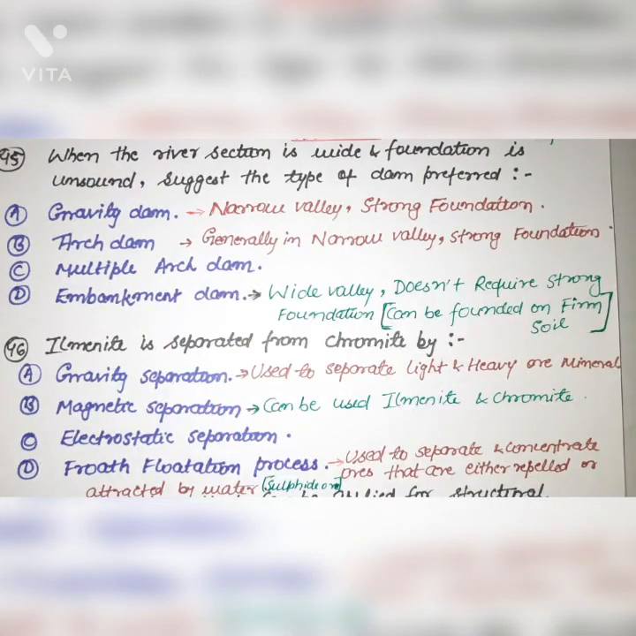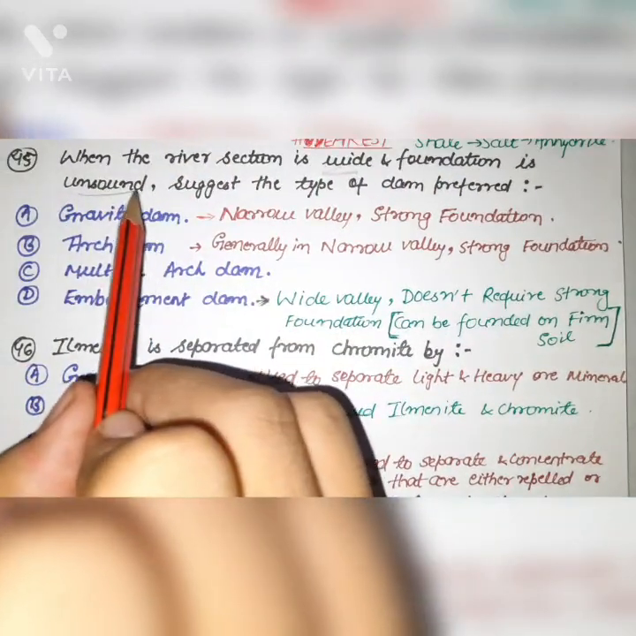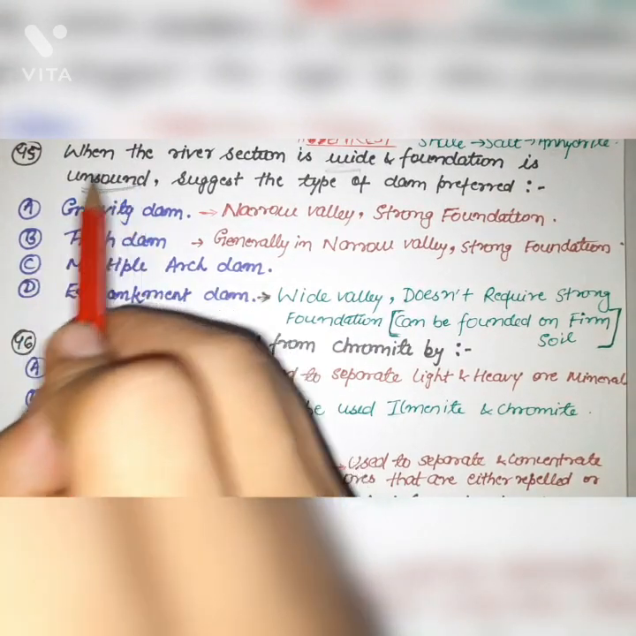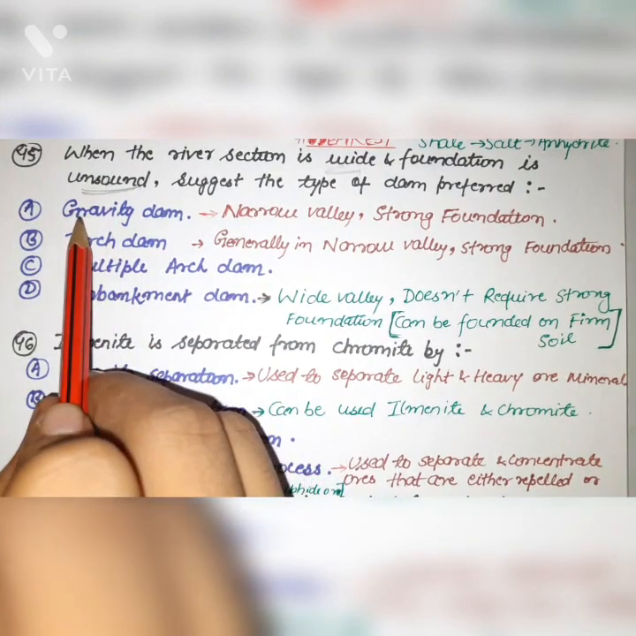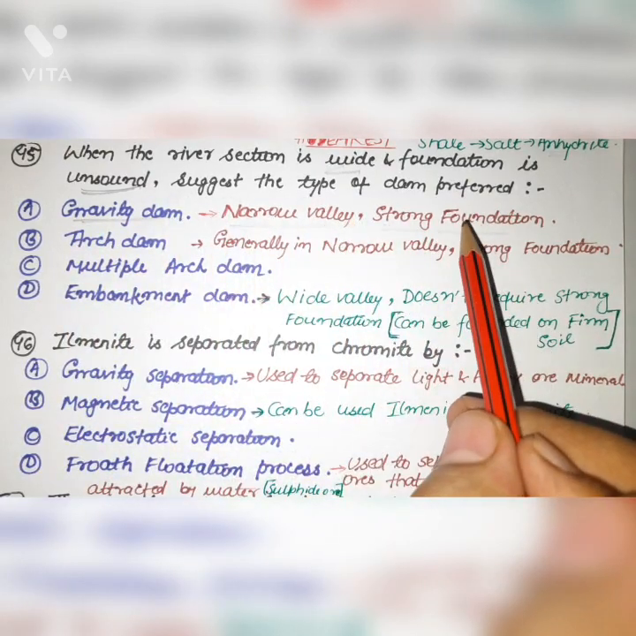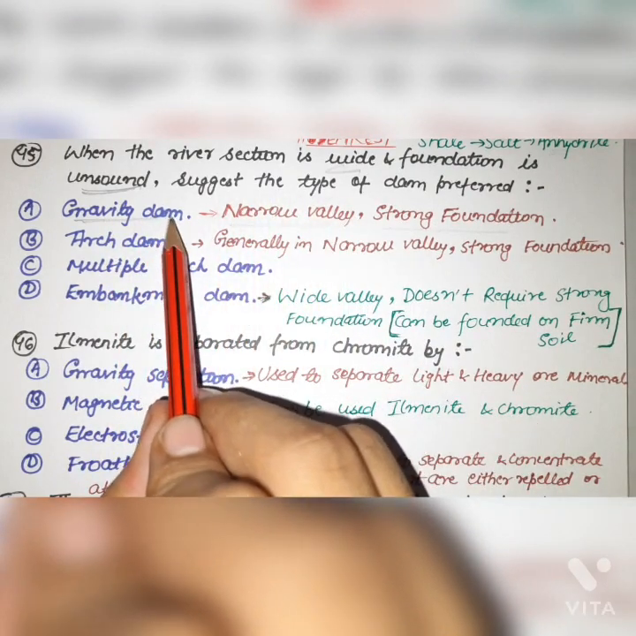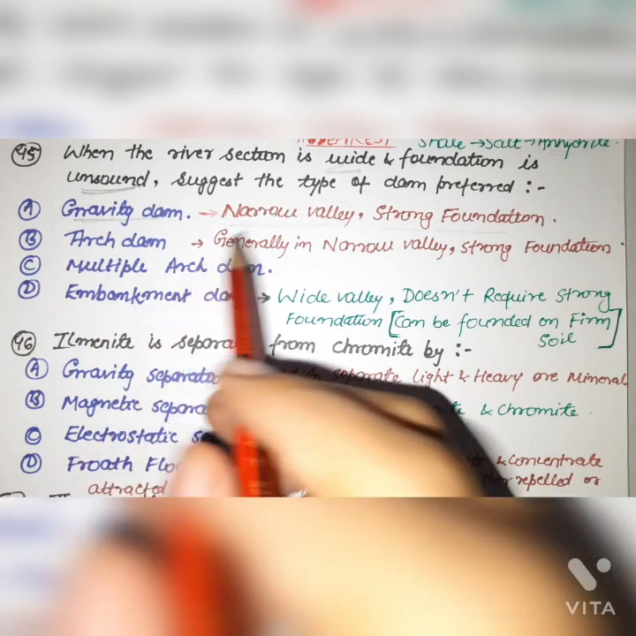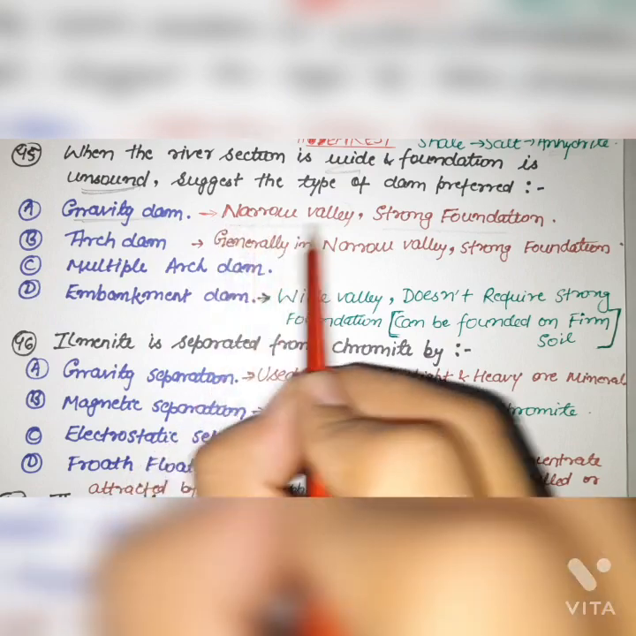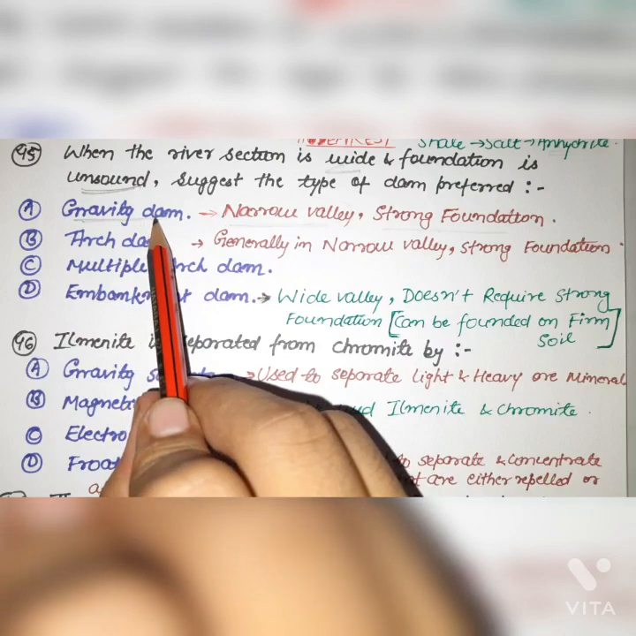Next question is, when the river section is wide and the foundation is unsound, suggest the type of dam preferred. Foundation is unsound means the foundation is not strong. So first one is gravity dam. The favorable site for a gravity dam is a narrow valley, and a strong foundation is also required. Why a narrow valley? Because a gravity dam is a type of concrete dam, and it is very effective in a narrow valley, because the construction cost will be high if you develop a gravity dam in a wide valley.